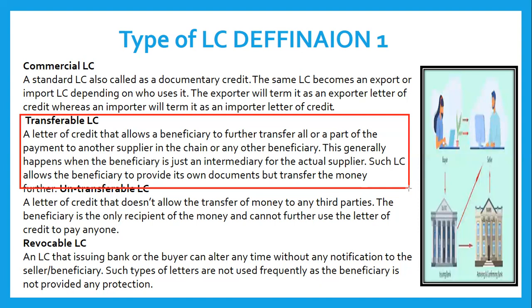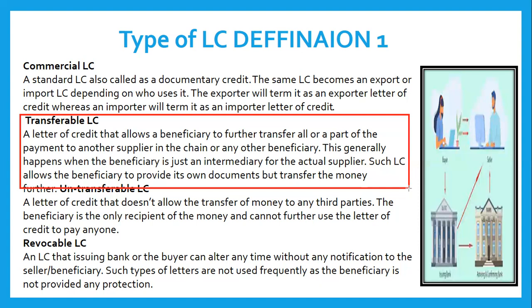So what we will do is inform our importer to open a transferable letter of credit. Here this letter can be transferred to the person who actually provided the raw material. This is called a transferable letter of credit. This generally happens when the beneficiary is just an intermediary, a middleman for the actual supplier. Such an LC allows the beneficiary to provide its own documents but transfer the money.